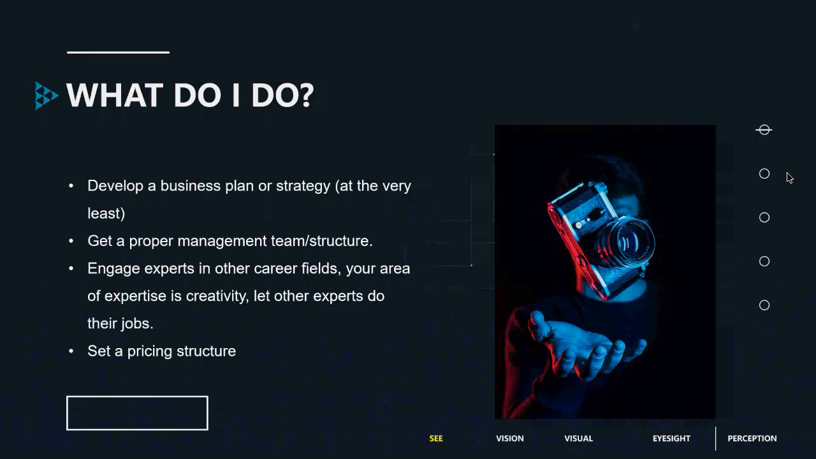And then engage experts in their career fields. Your area of expertise is creativity. Let other experts do their jobs. You know, let them do their own jobs too. Oh, you're not very good at marketing. Get a marketing expert. You're not very good at talking. Get a curator. And then set his pricing structure.